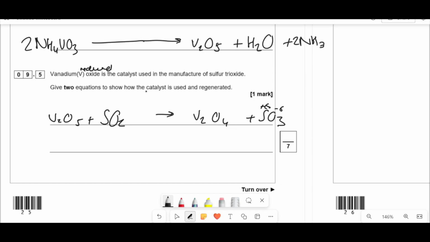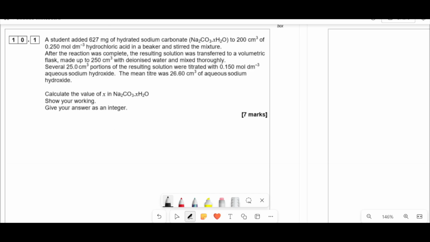Then, but this is a catalyst, which means we have to bring this back. So then we've got V2O4 must become V2O5 again somehow, right? Again, you can work with what you definitely know is going to happen, and you can put the gaps in. Between here and here, the only thing that I'm adding is an oxygen. So I'm just going to add a half O2. There you go. Now, the final lovely question.